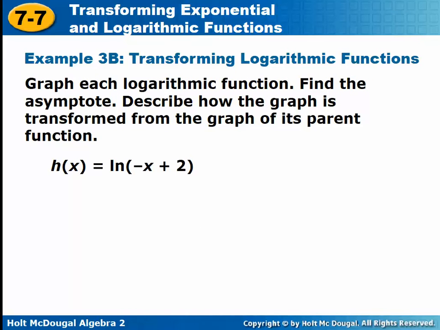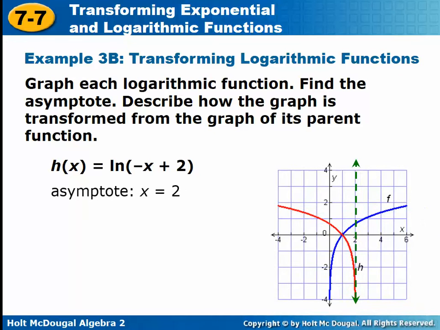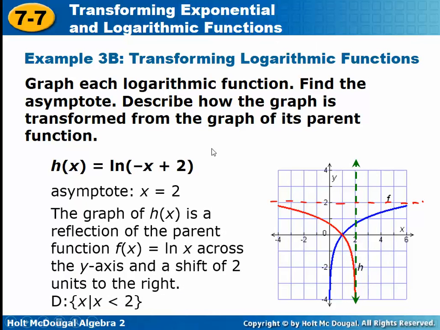And then natural log of negative x plus 2, the parent function would just be natural log of x. So if we graph it, we can see that the asymptote is right here at x equals 2. The h of x is the red line, and it is reflected across the y-axis. The negative part tells you that. And the plus 2 tells you that it has been shifted 2 units to the right.